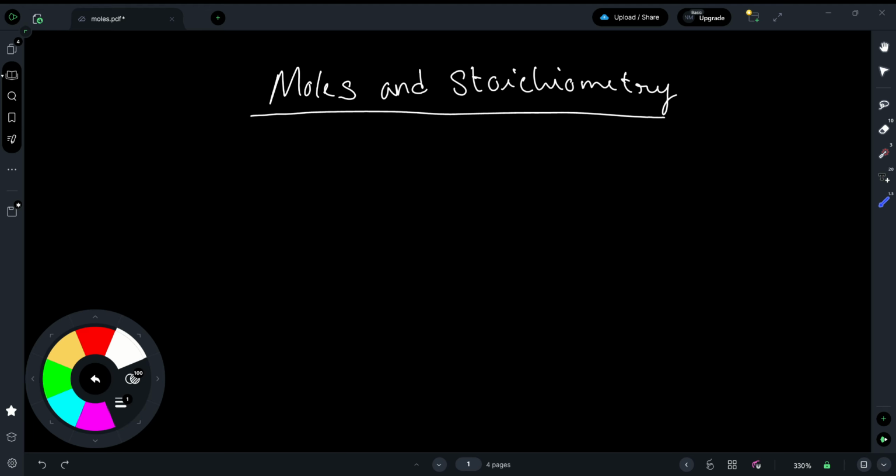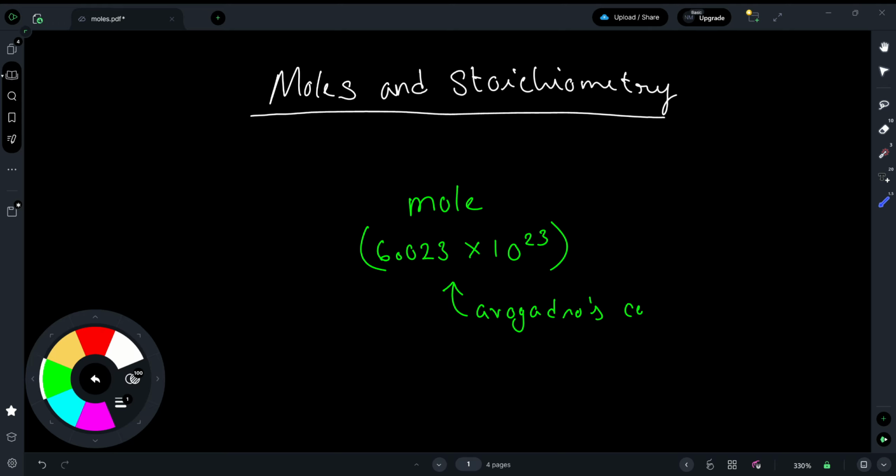So before we start with any calculations or any different systems, let's first refresh ourselves on what a mole is, right? A mole is Avogadro's number of particles, or any amount of anything that is in Avogadro's number. So 6.02 × 10^23, that is Avogadro's constant.